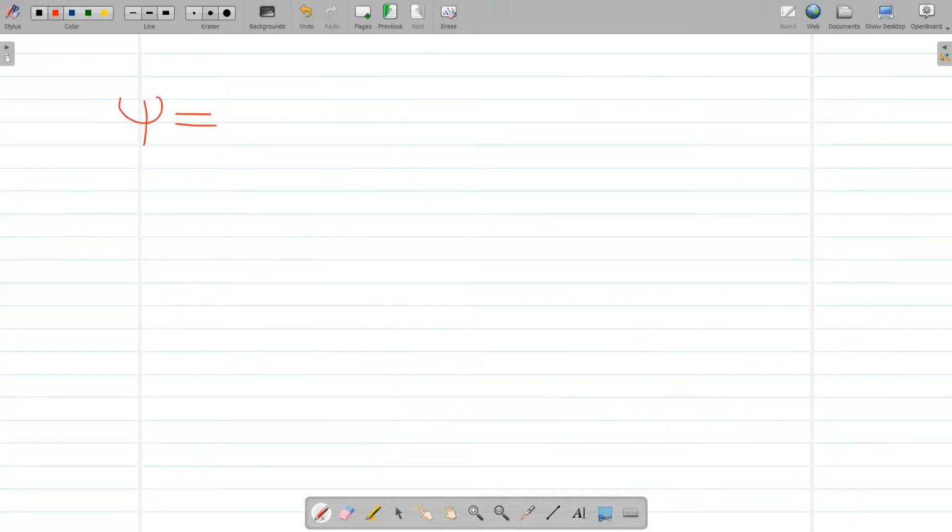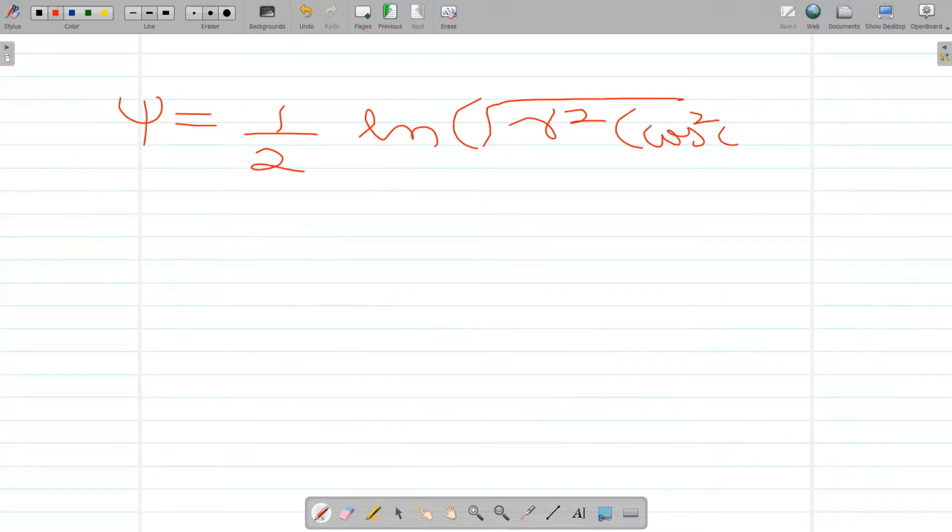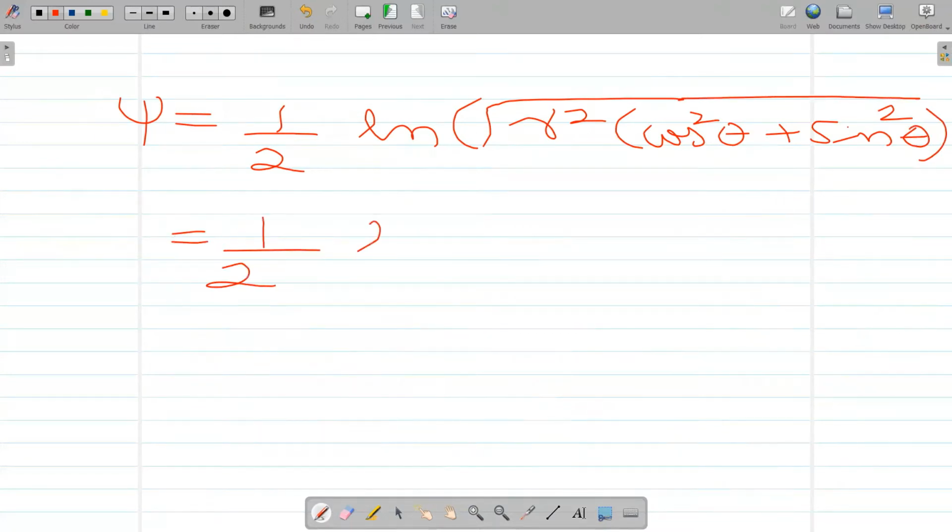So psi is equal to half of ln root of r square into cos square theta plus sine square theta. So half ln of, so cos square theta plus sine square theta is 1. So this becomes root of r square, and so nothing but r. So psi I have converted in terms of r, in terms of the r theta coordinate system.